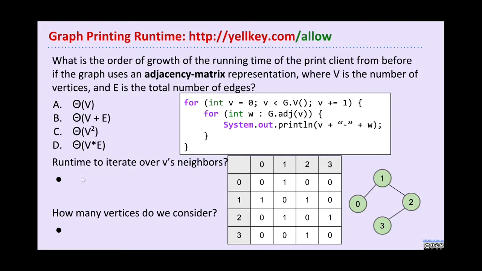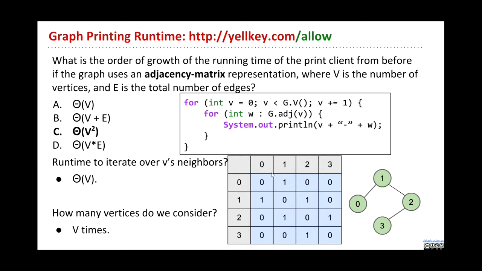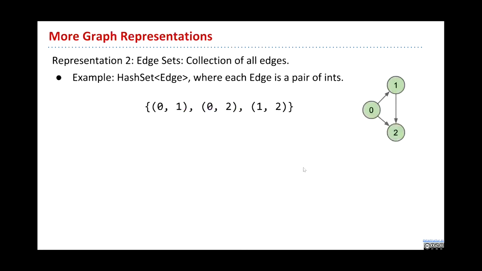Okay, so one way you can scaffold this is you can ask, what is the runtime to iterate over a vertex's neighbors? So if I want to iterate over any vertex's neighbors, what's its runtime? V, because I just said that. And how many vertices do we consider? V. So overall, the runtime would be V squared. You can think of it as you're iterating over this whole matrix.